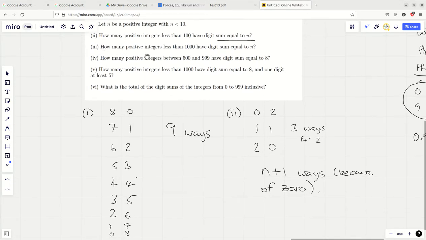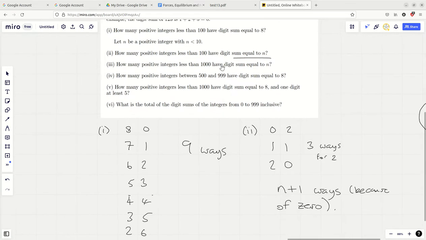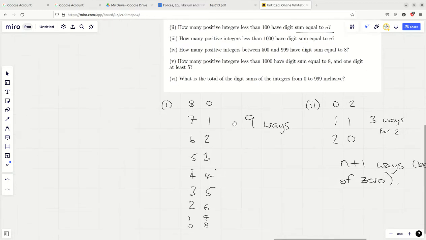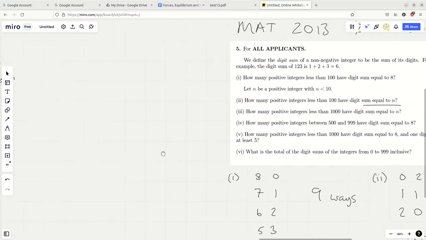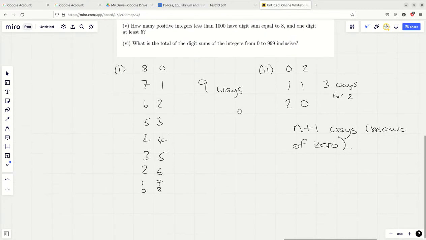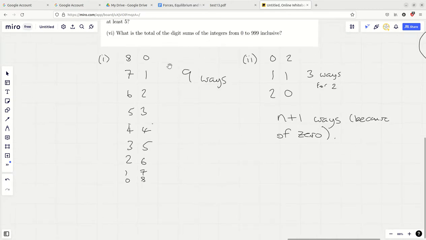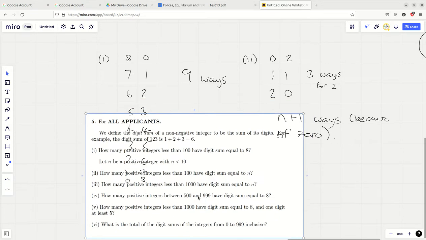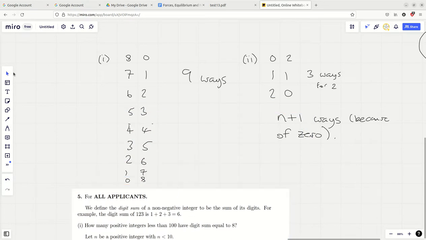Part three, how many positive integers less than 1,000 have a digit sum equal to n? Okay, so we've now gone from 100 to 1,000. Well, we've just got to be systematic again. It's always about being systematic. So I tell you what I'm going to do. I'm going to give myself a nice blank screen, but I'm going to pull these questions down just so I've got lots of space down here. Okay.